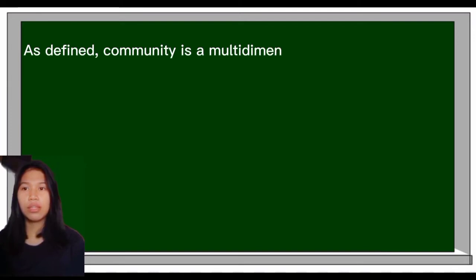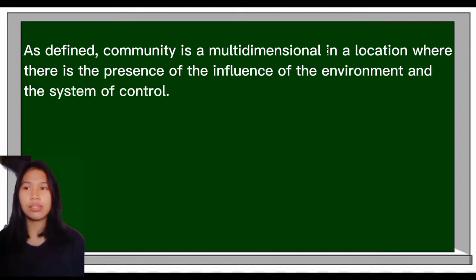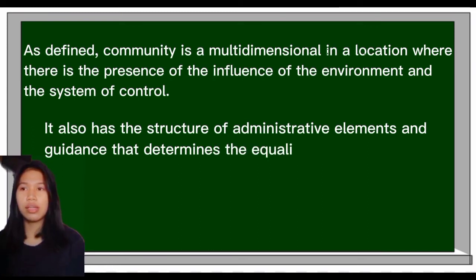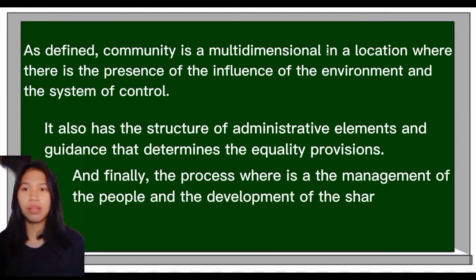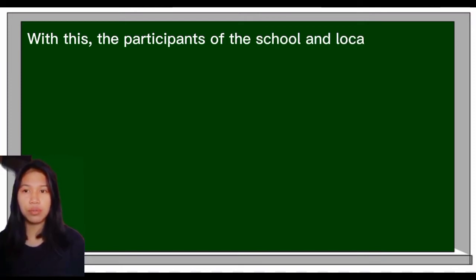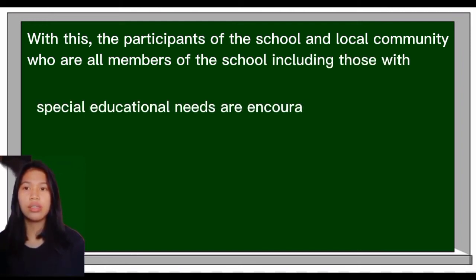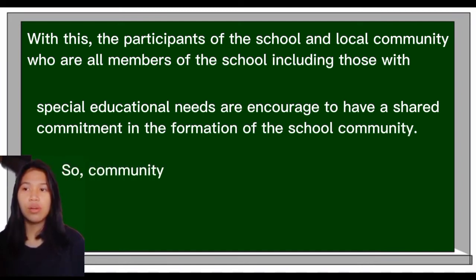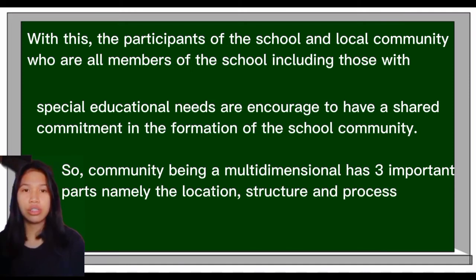As defined, community is multidimensional in location, where there is a presence of the influence of the environment and the system of control. It also has a structure of administrative elements and guidance that determines the equality provisions. And finally, the process, which is the management of the people and the development of a shared understanding of beliefs and values. With this, the participants of the school and local community, who are all members of the school, including those with special educational needs, are encouraged to have a shared commitment in the formation of the school community. So, community, being multidimensional, has three important parts, namely the location, structure, and process.